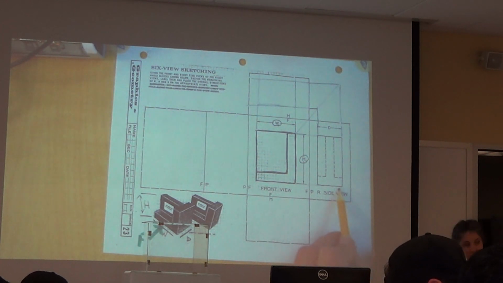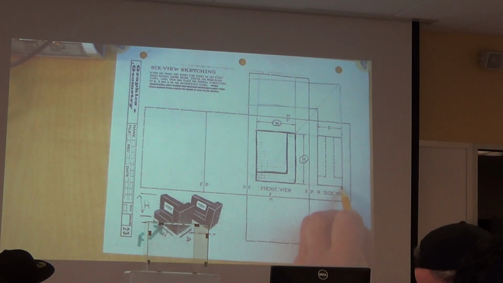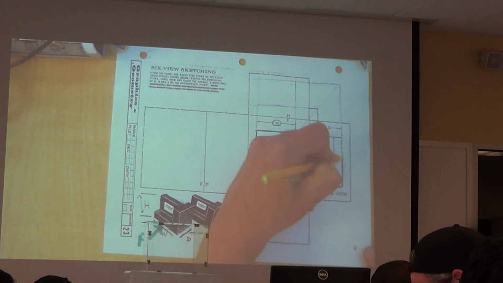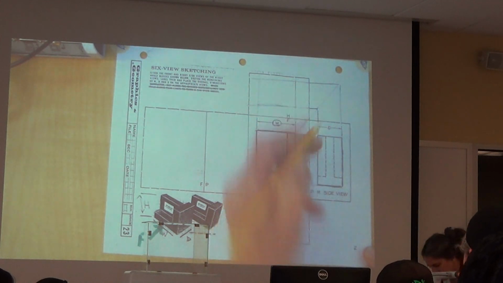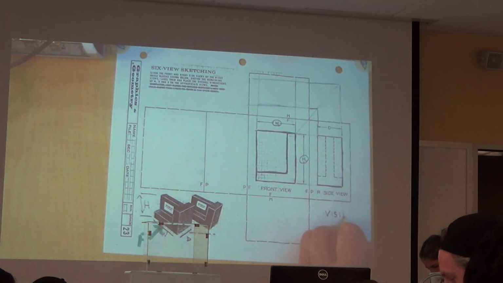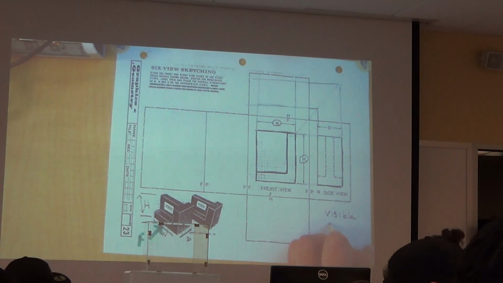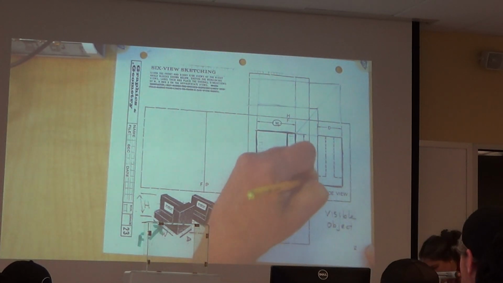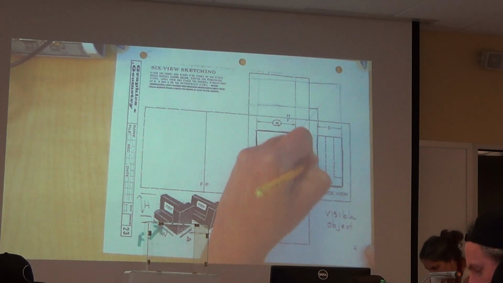Okay, let's look at the right side view, the profile. What are these lines called that I'm darkening in right now? Do you remember? Visible or object. And they're thick, dark lines.